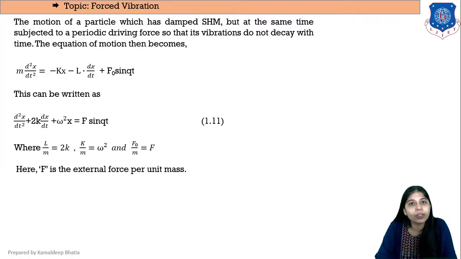So the equation of motion here becomes m d²x/dt² = -kx - L dx/dt + f0 sin qt. This equation can be written as d²x/dt² + 2k dx/dt + ω²x = F sin qt. Here we are considering that L/m = 2k, k/m = ω², and f0/m = capital F. So here F is the external force per unit mass.